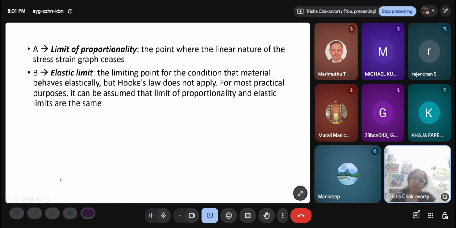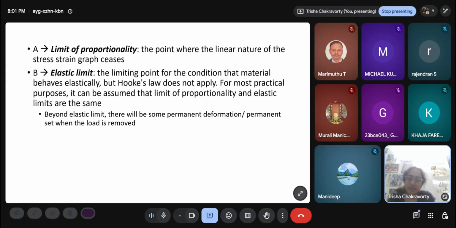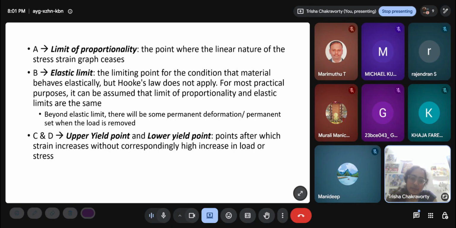So for most practical purposes, it can be assumed that A and B are the same point. But this means that beyond B, beyond the elastic limit, there will be some permanent deformation or permanent set when the load is removed. That means that the strain will never again come back to zero if I load it beyond B once. So if I go into the non-elastic zone, I can never regain the exact original configuration again. C and D are the upper yield point and lower yield point.